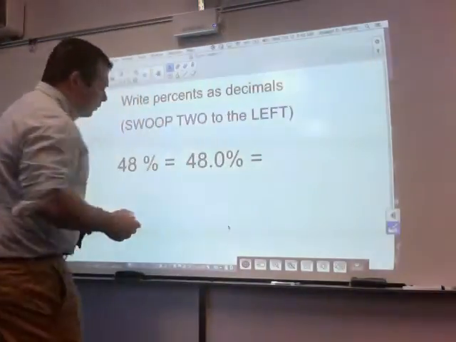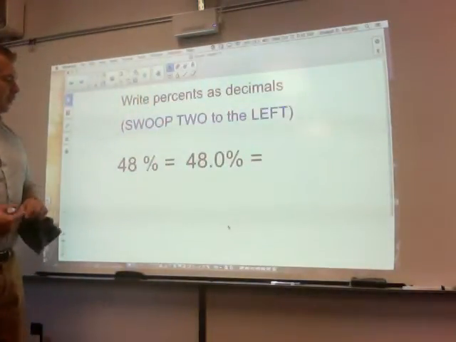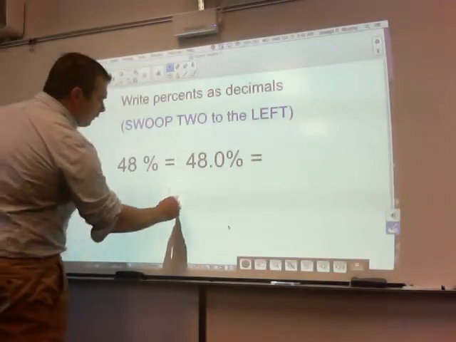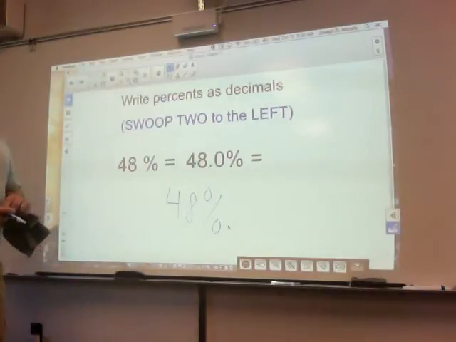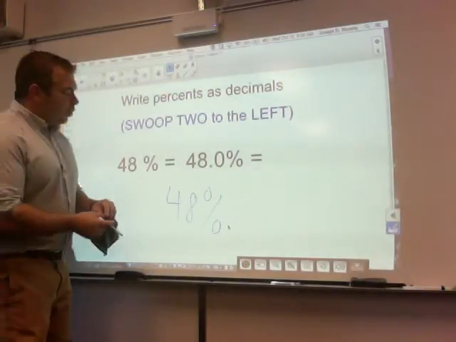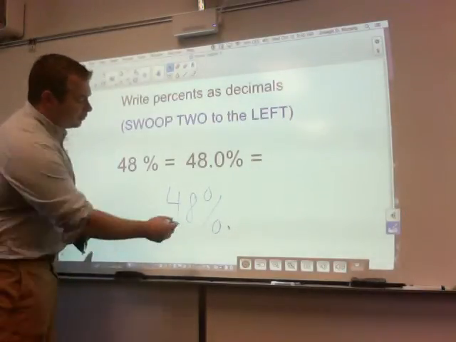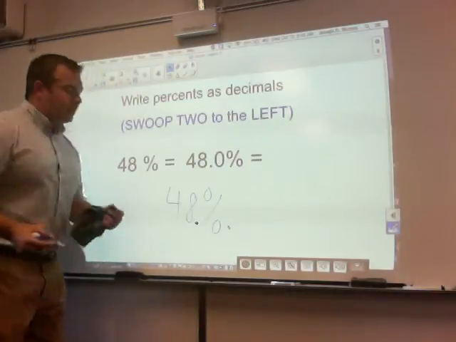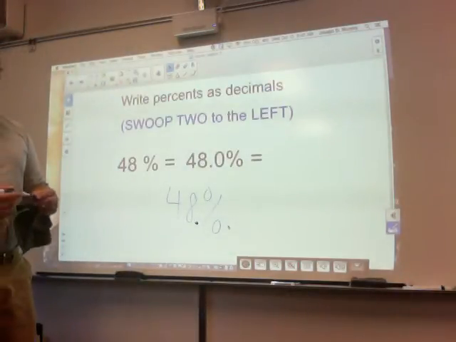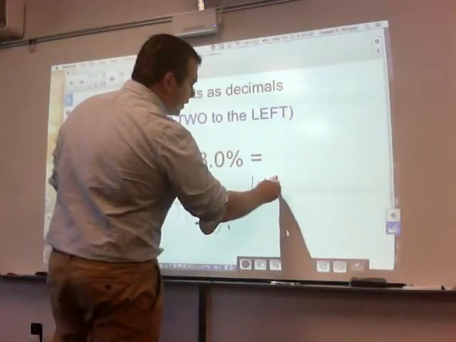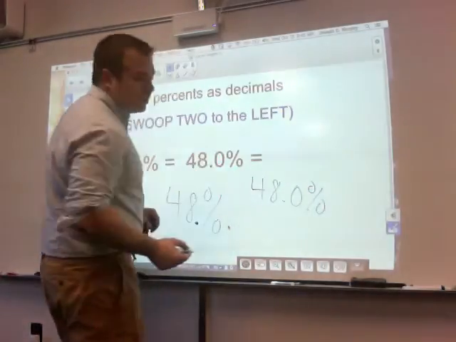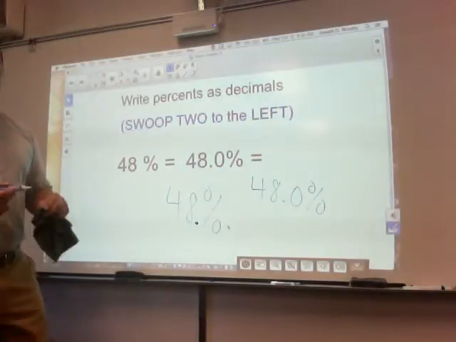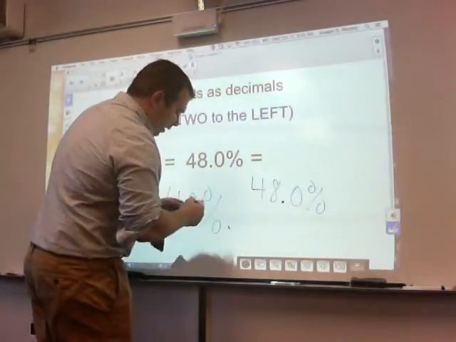So I'm not quite sure why I have 48% up there twice, but let's just write it over here. 48%. I want to turn it into a decimal. Now, there's always a hidden decimal right there, okay? It's 48.0%. So I could really write this as 48 and 0/10% if I wanted to. All right, there's a hidden decimal there. Can you see it? All right, good.